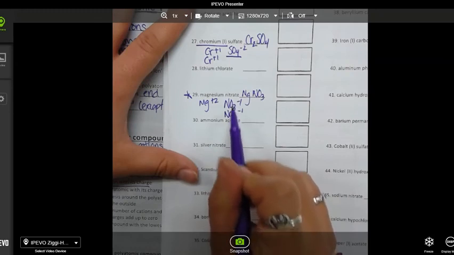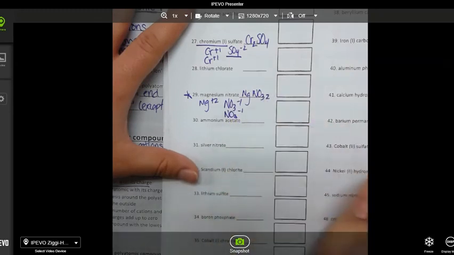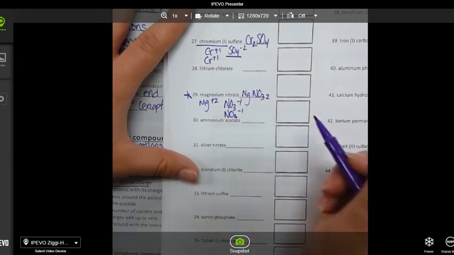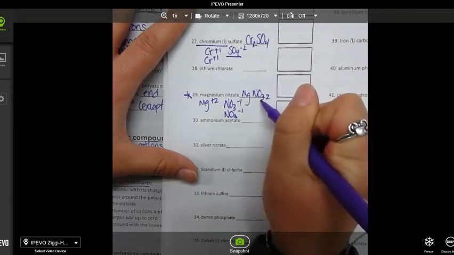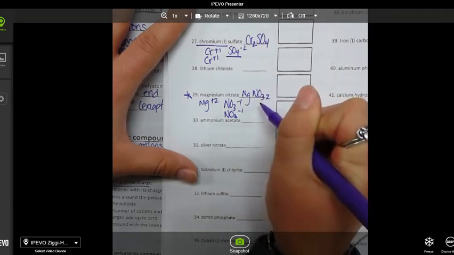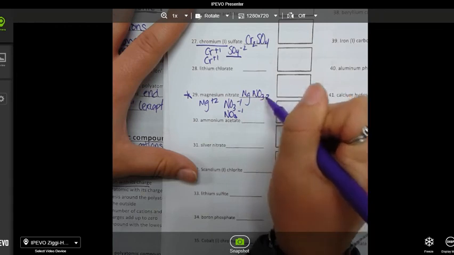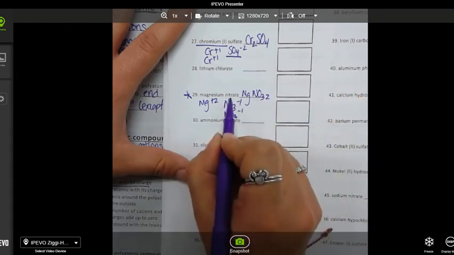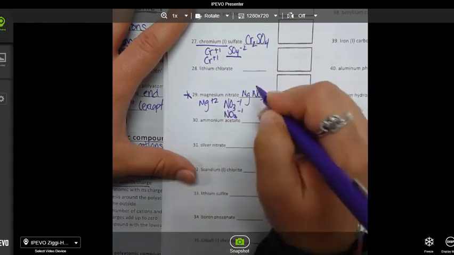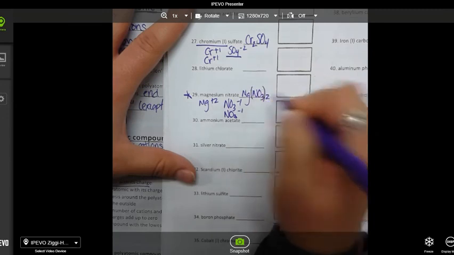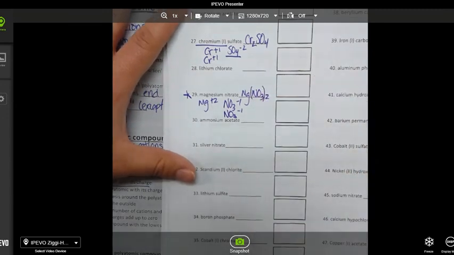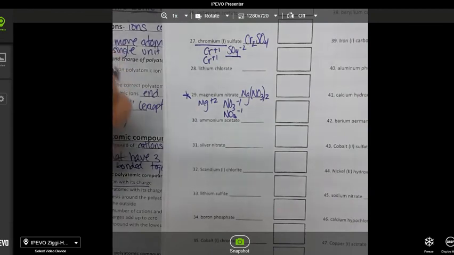Now, I just said I need 2 of them. So can I just put a 2 on the outside and call it a day? No. Can I change this subscript here to a 2 and call it a day? No, because if I change NO3 to NO2, I no longer have nitrate. I now have nitrite. So I need to add parentheses around the outside. All right, if you get this up to this point, you're pretty good. If you're still having issues, then you need to come get some help before you move on.